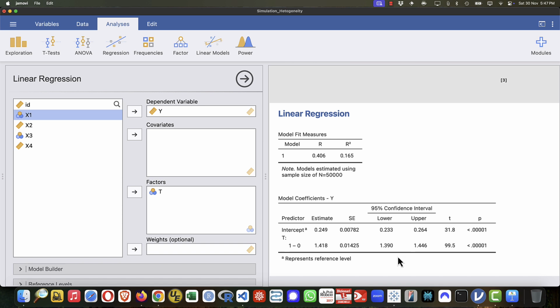this increase in y as a consequence of going from t equals 0 to t equals 1, is it uniform across different values for all the independent variables? This is a different way of asking: do we think that we are in the presence of heterogeneous treatment effects? We're going to take a look at that graphically first, and then we're going to go back to Jamovi.